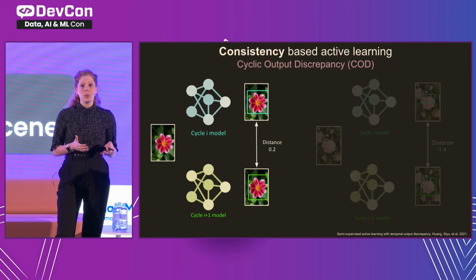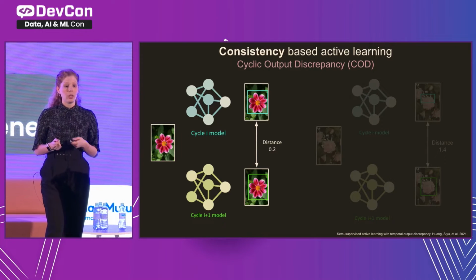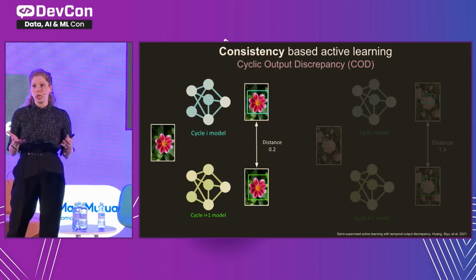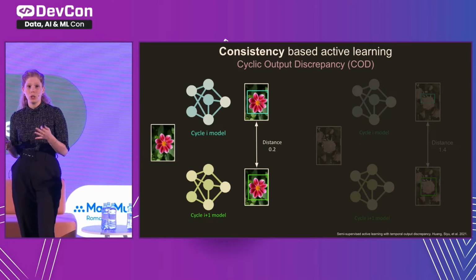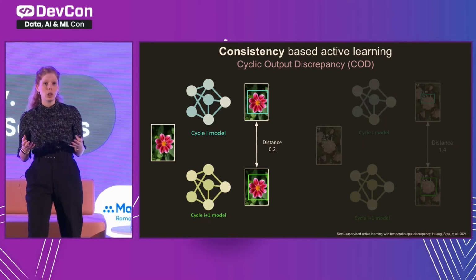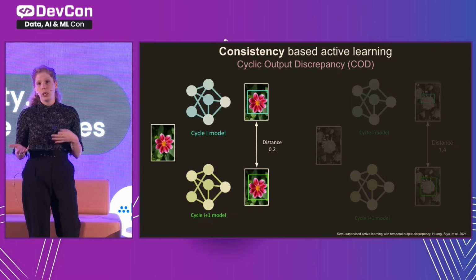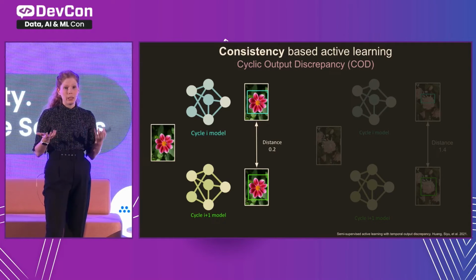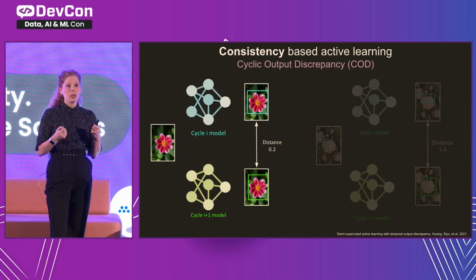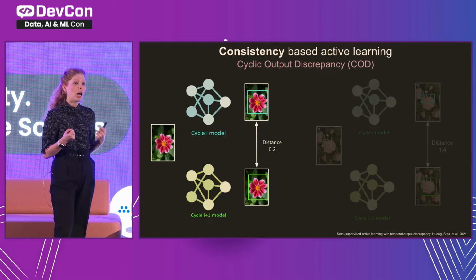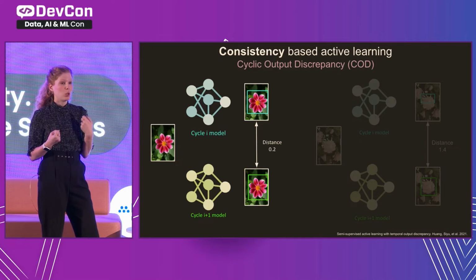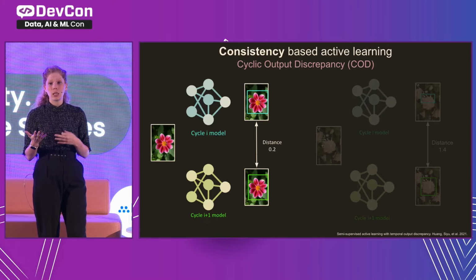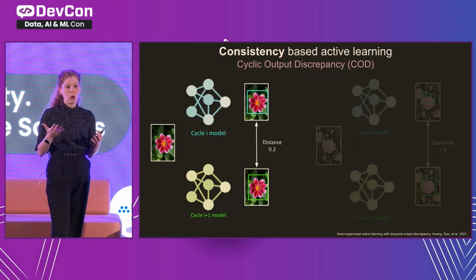What does a consistency-based method actually mean? It means that if we have 2 models in production, we already trained 2 versions, one that we trained a few weeks ago and one that we trained 2 days ago. They were trained on slightly different data. We can take those 2 models, feed new unlabeled images into them, and calculate the distance or the similarity between those two outputs.